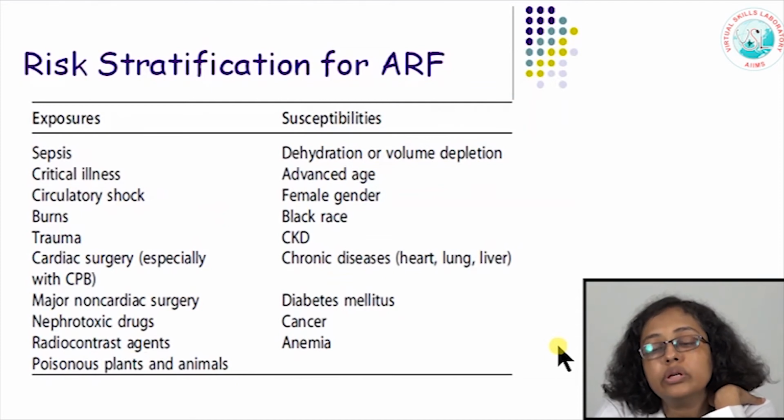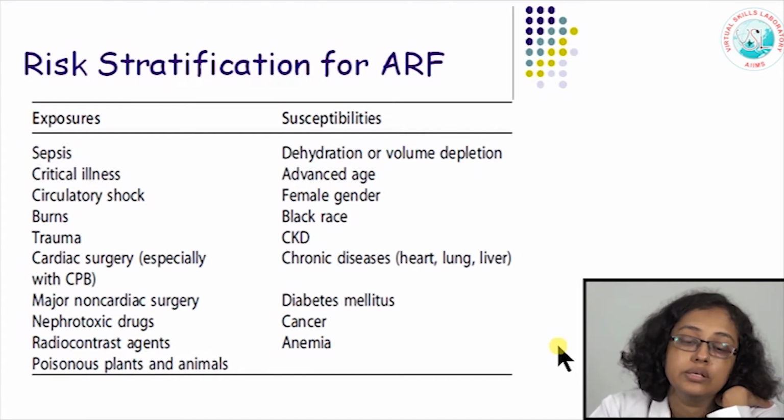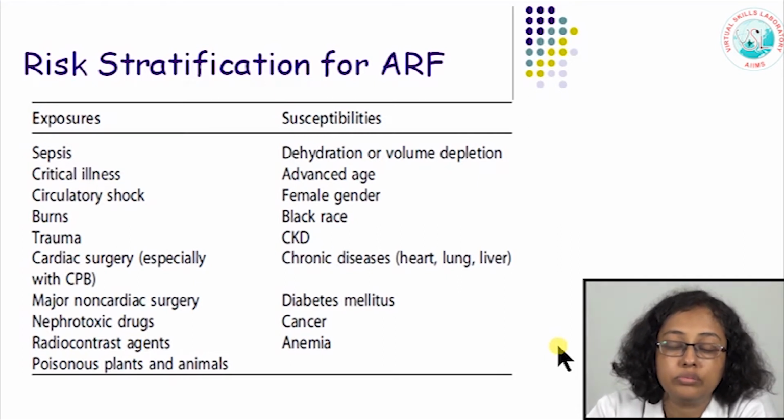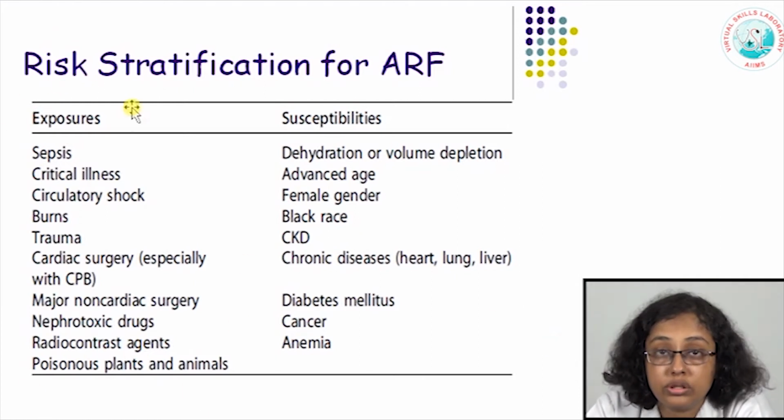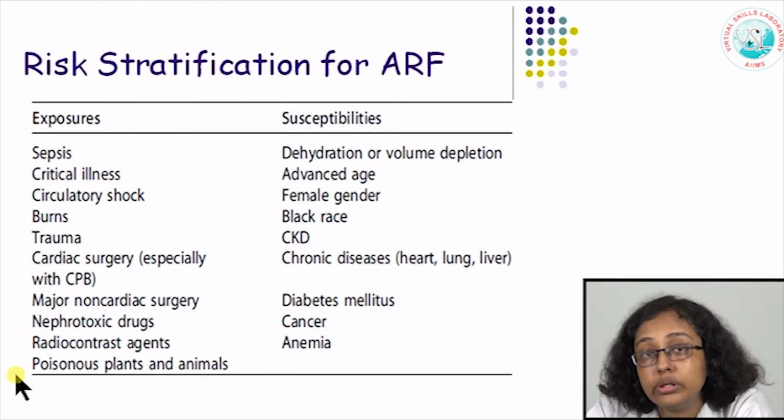So when we look at risk stratification for acute renal failure, we need to understand that there are certain exposures which can cause acute renal failure, like sepsis, critical illness, circulatory shock due to actual or effective loss of blood volume, like burns, trauma, cardiac surgery, any other major surgery, use of nephrotoxic drugs, use of contrast agents in radiology, or any animal or plant toxins. So all these exposures can cause acute renal failure. But not all patients who have these exposures actually develop acute renal failure.